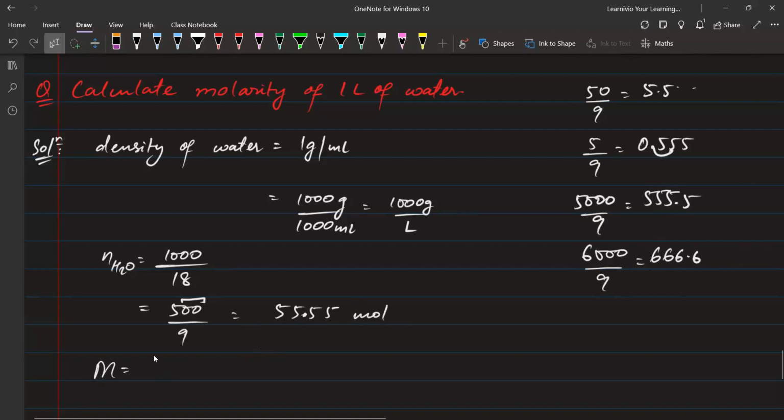Now this is the number of moles. So the molarity will be equal to how many moles we have? 55.55 moles in how many liters? 1 liter. So this will be 55.55 moles in 1 liter. Why don't I like this question? Because water is not a solution. If something is not a solution, then why are we calculating the concentration for it?